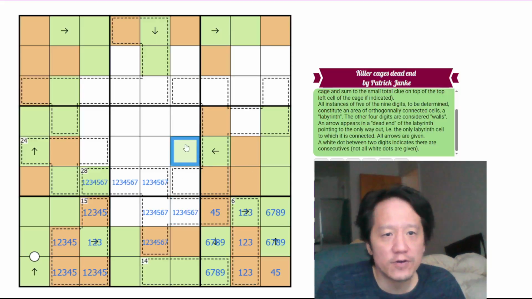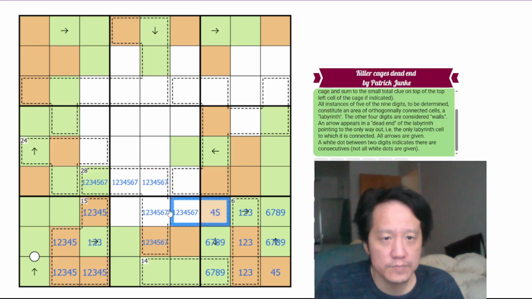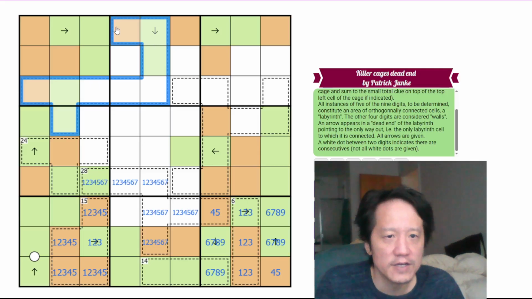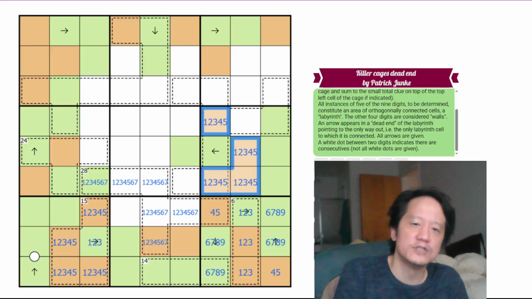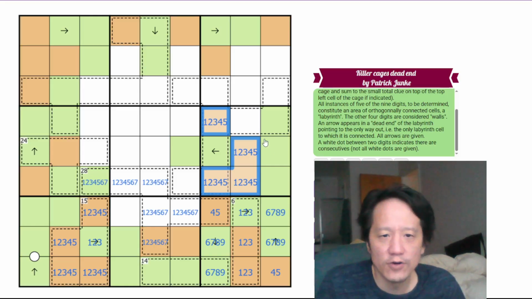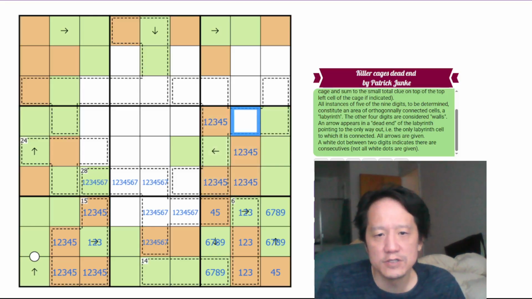4 and 5 are walls. How many digits are here? 1, 2, 3, 4, 5, 6, 7, 8, and 9. So this is the full 9 digits. Those are the full 9 digits. We have all the walls in box 6, so this has to be labyrinth.